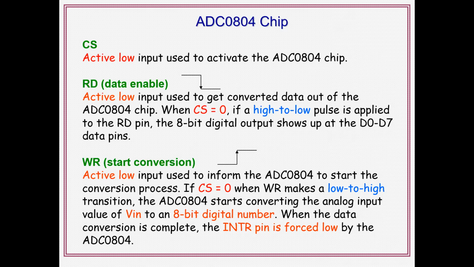So the read bar signal is used to enable the data, and the write bar signal acts as the start of conversion for analog to digital conversion.